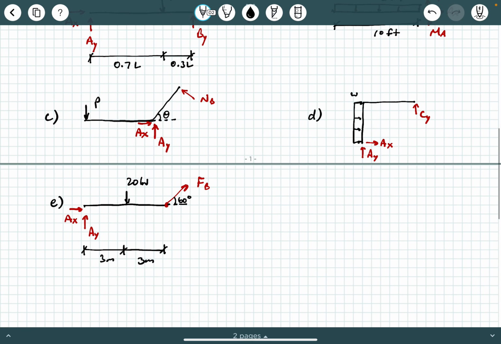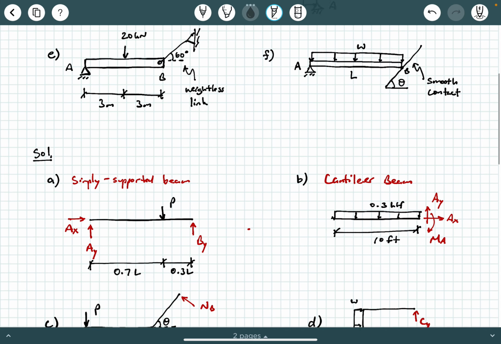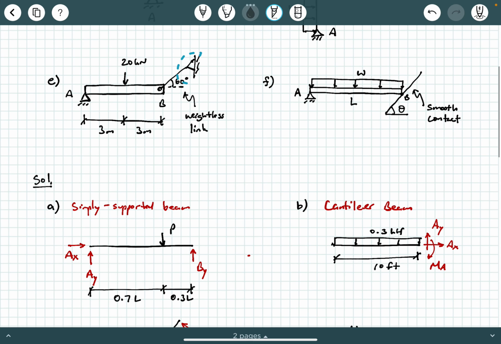Now, again, you could zoom in and draw the free body diagram of this hinge over here. Basically, that link force would just decompose into X and Y components at that hinge, but I really just drew the free body diagram of the beam itself, okay?